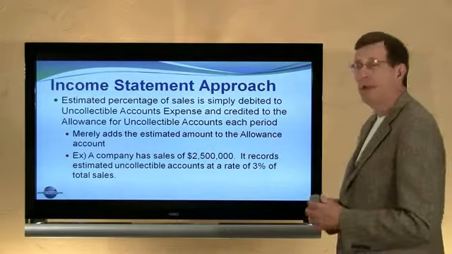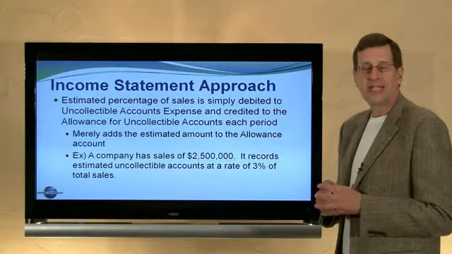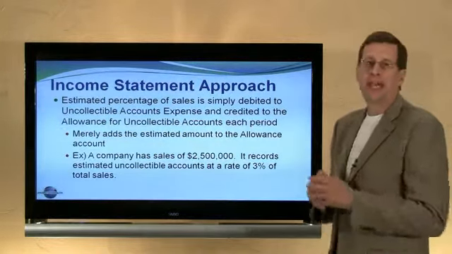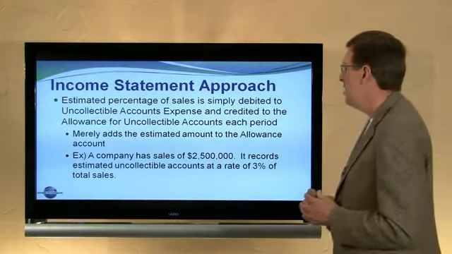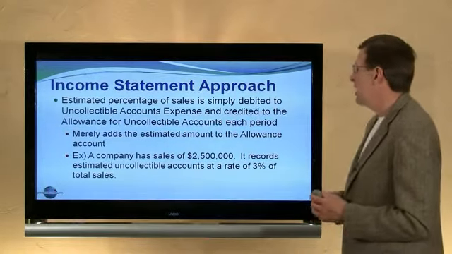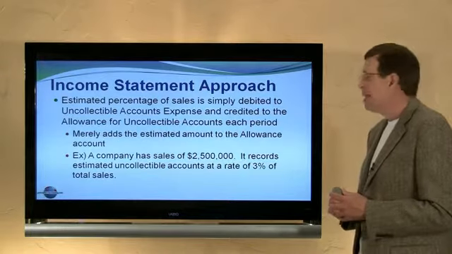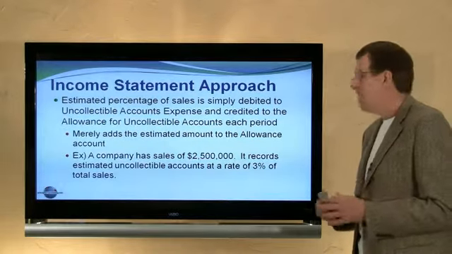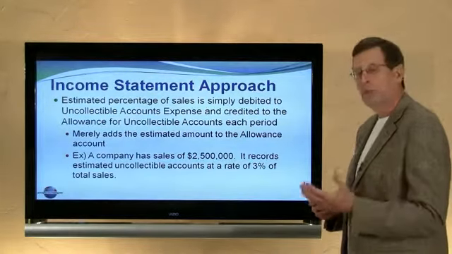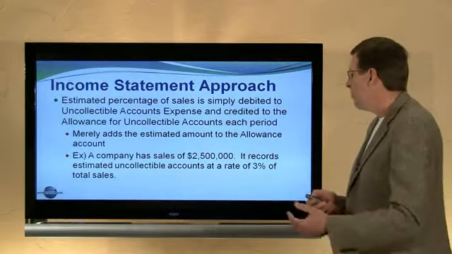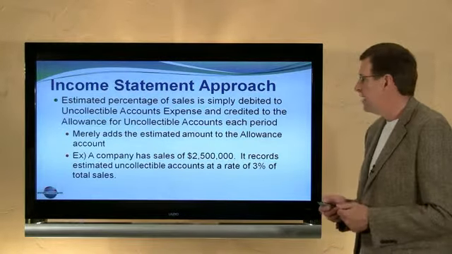or 2% or 3% of each additional dollar of credit sales. We presume that that incrementally increases the need for an allowance account. We take an estimated percentage of sales. That amount is simply debited to uncollectible accounts expense and credited to the allowance for uncollectible accounts each period. We merely add or increment the allowance account by the estimated amount.